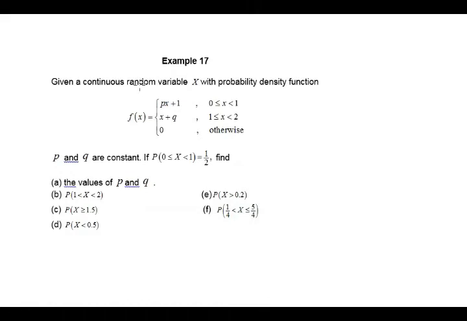In this example, given a continuous random variable x with probability density function f(x), which consists of px plus 1, where x is greater or equal to 0 but less than 1, x plus q, where x is from 1 but less than 2, and 0 otherwise. P, Q are constants. If the probability of x greater or equal to 0 but less than 1 is equal to half, (a) find the values of P and Q.